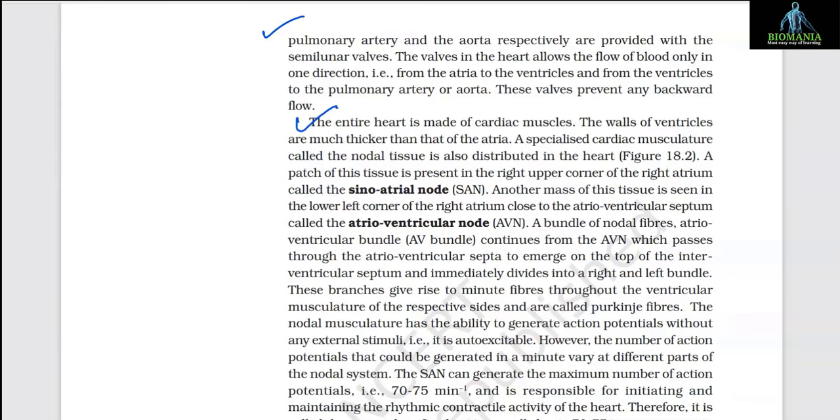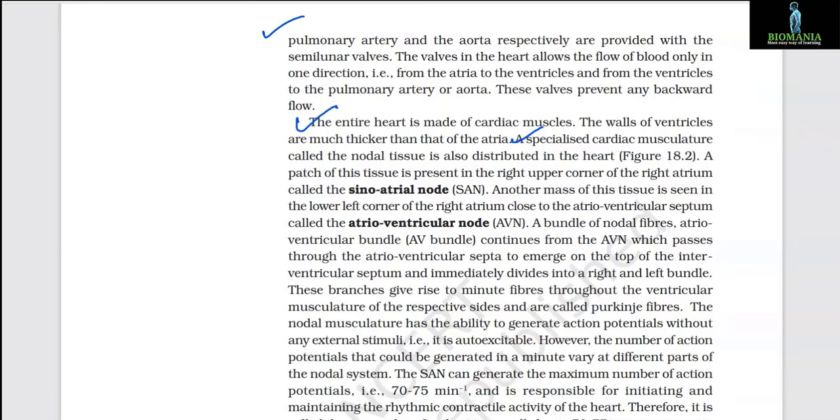The entire heart is made of cardiac muscles. The walls of the ventricles are much thicker than those of the atria. A specialized cardiac musculature called the nodal tissue is also distributed in the heart. A patch of this tissue is present in the right upper corner of the right atrium, called the sinoatrial node, SAN. Another mass of this tissue is seen in the lower left corner of the right atrium close to the atrioventricular septum, called the atrioventricular node, AVN.